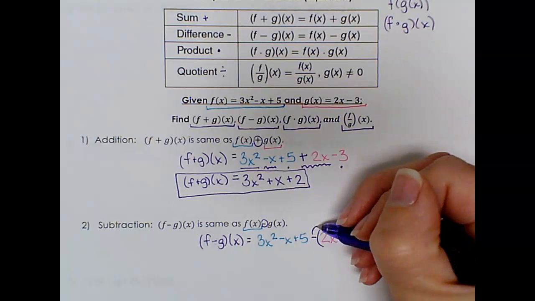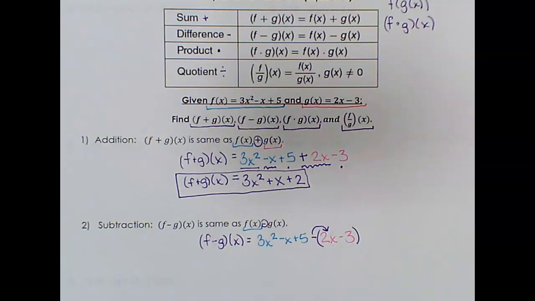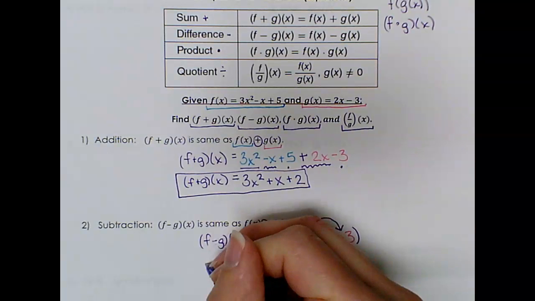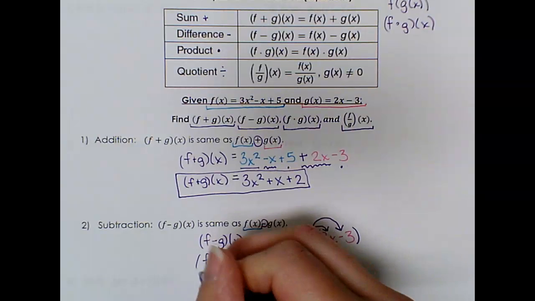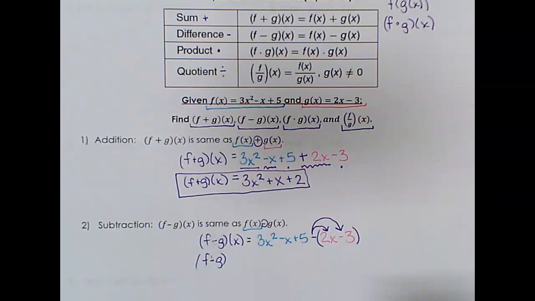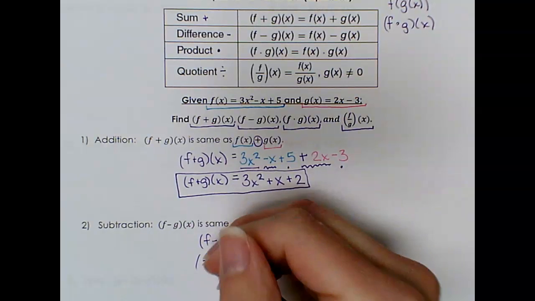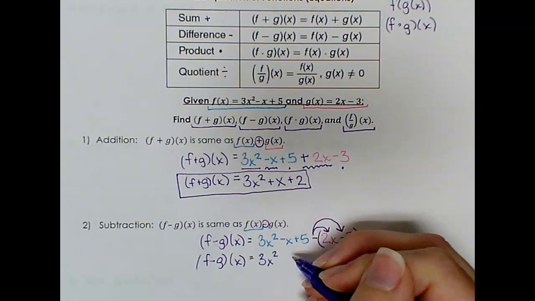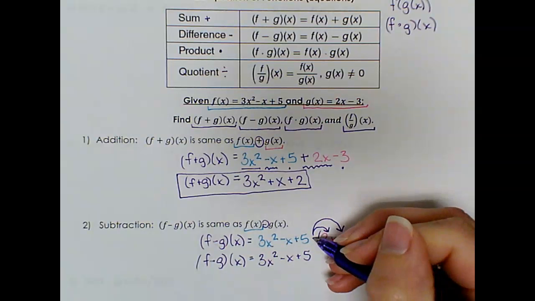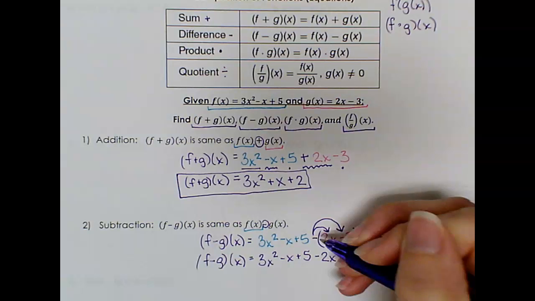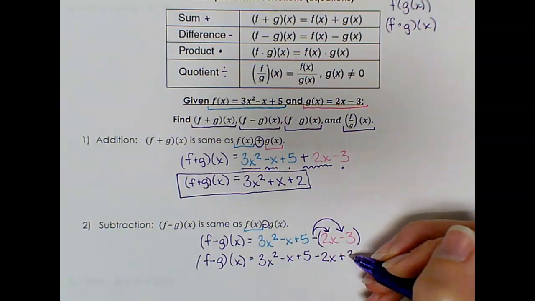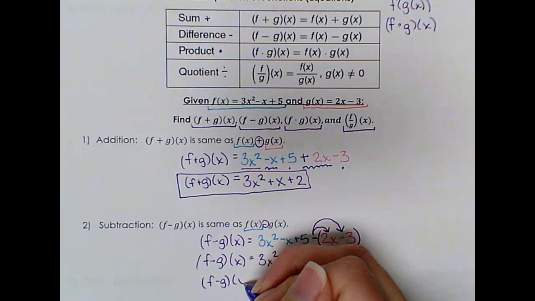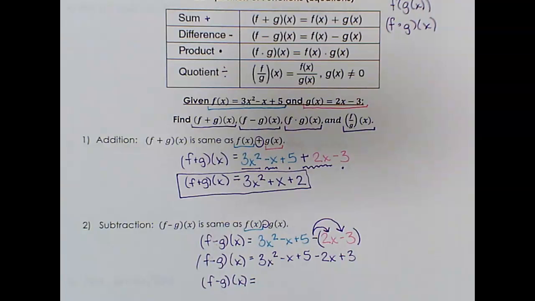So instead of just subtracting the 2x, I also have to subtract the what? The minus 3. So when I do that, I'll have 3x squared minus x plus 5, but then I'll have minus 2x and minus negative 3, so that's really plus 3. And I can combine my like terms to get a simplified polynomial for f minus g of x.